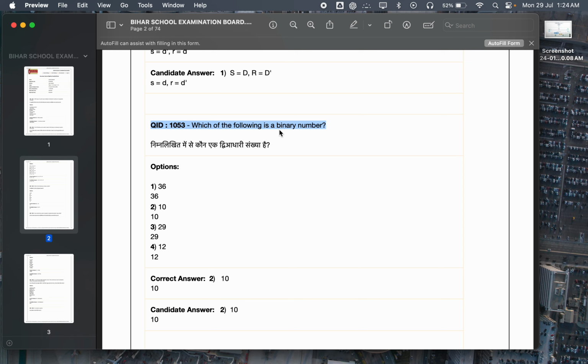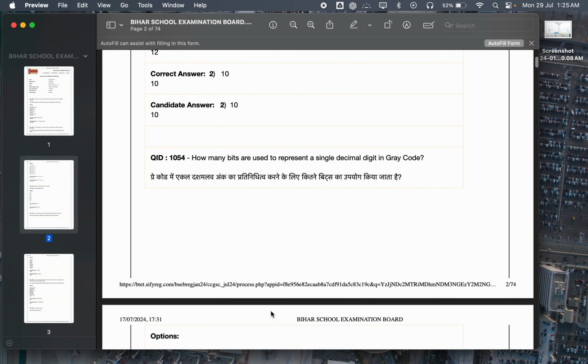So any number below 2 can be a binary digit. This one is below 2, and 0 is also below 2, so we can say it is binary.